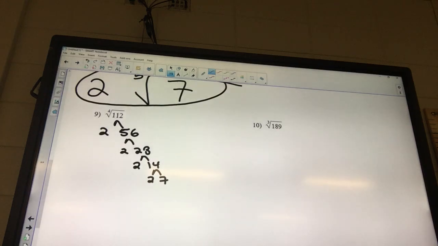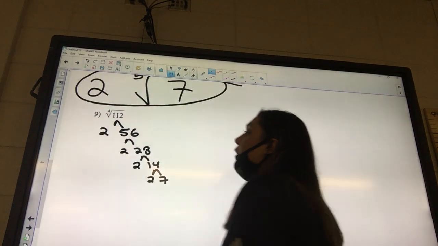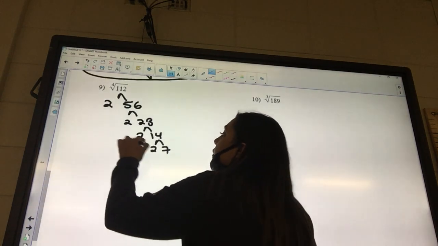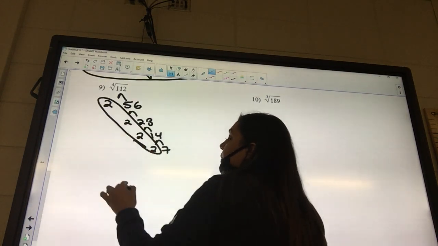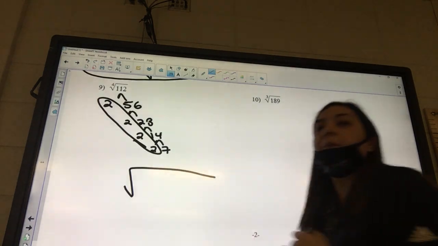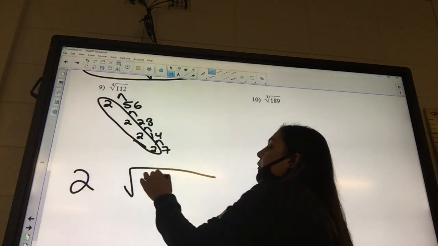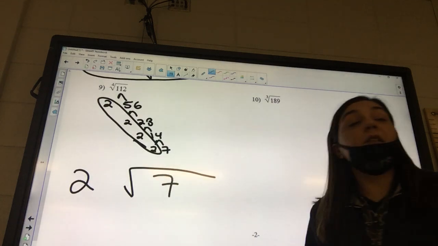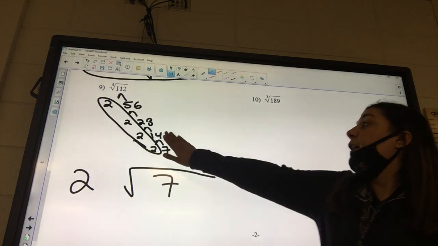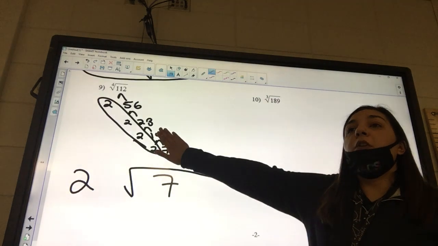What's our group number? Wait, no, 4. Okay, so who can go? The 2s, one group of them. And where do those guys go? Outside. Who can't go? Seven. Okay, in some instances, and this is very important, what if we didn't have a 7 here? What do you put on the inside?